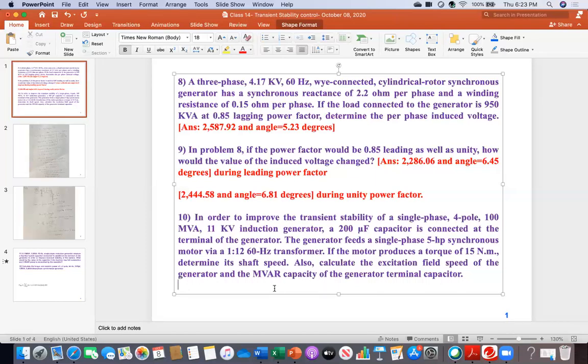Okay, so let me write down the answer. The first answer: shaft speed should be 2375 RPM. Okay. Excitation field speed.